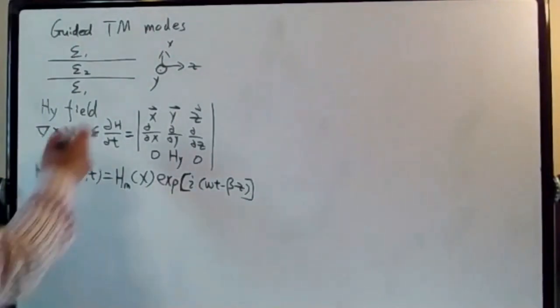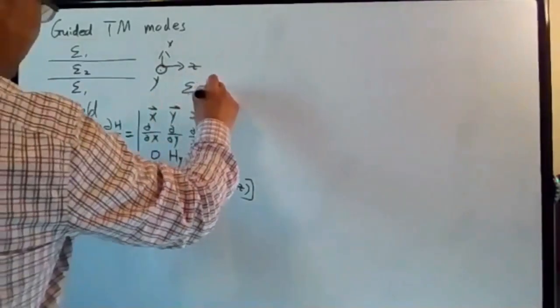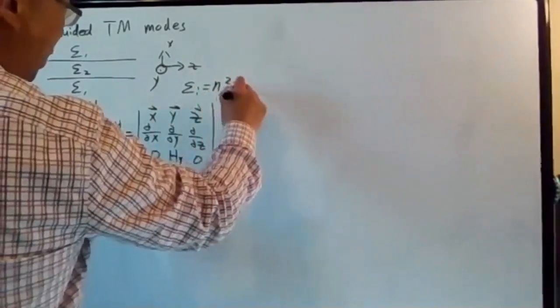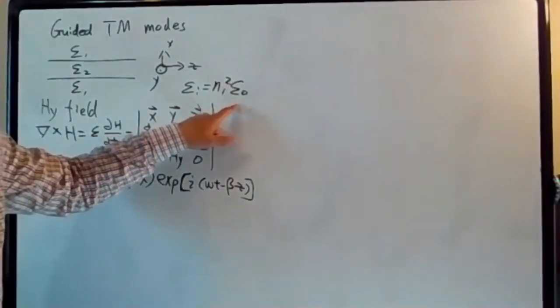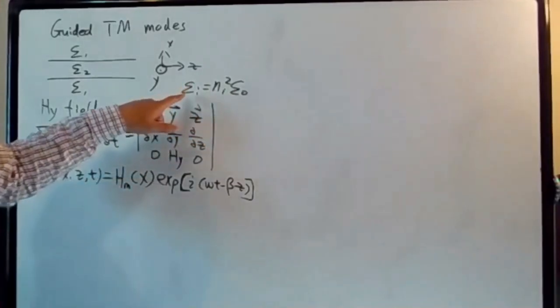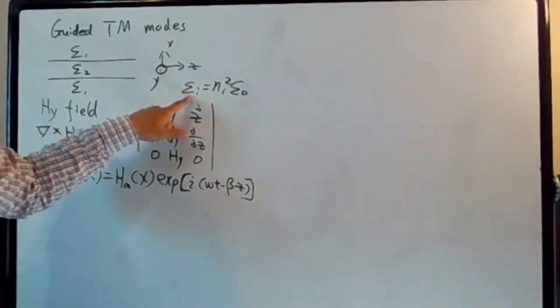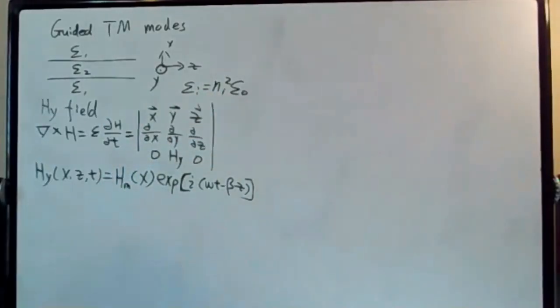Okay, and what is epsilon? So this epsilon i equals ni squared epsilon naught. Epsilon naught is the permittivity in the air. This is the permittivity in the glass. It has a relationship, ni squared. Right? Ni squared. Okay.